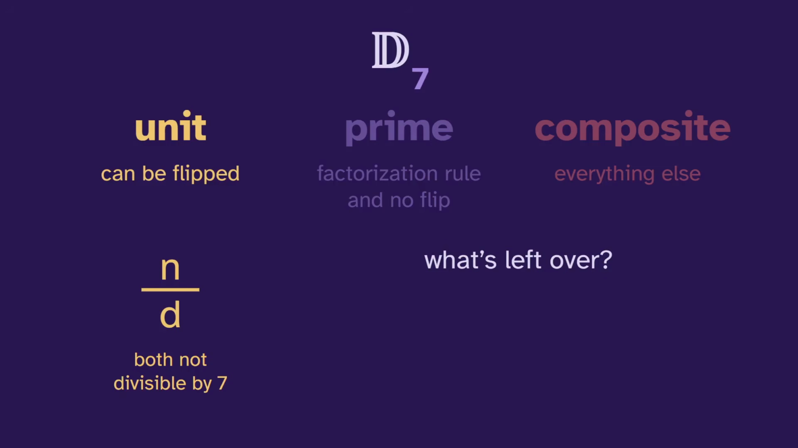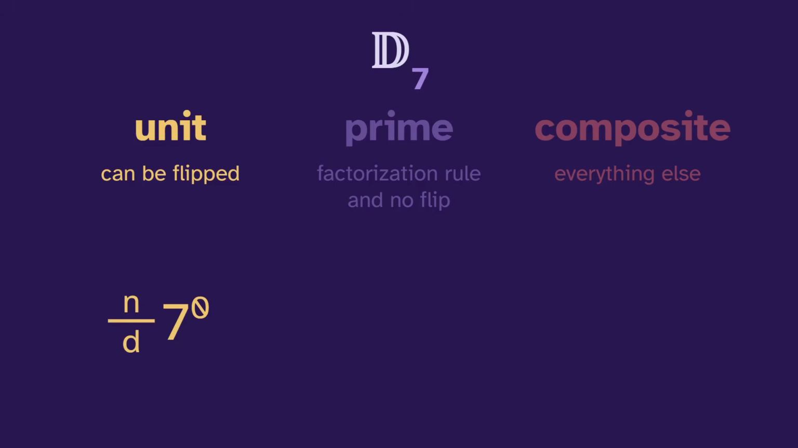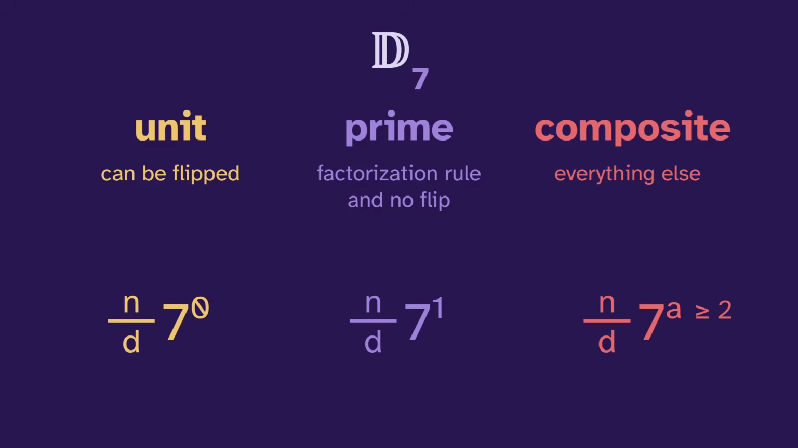So what's left over? The multiples of 7. And we can factor out any 7s to get a unit times a power of 7. This is the general form for a number in D7. When the power is 0, the number is a unit. When the power is 1, the number is a prime. And when the power is greater than 1, the number is composite. So a number's prime factorization is just determined by its power of 7.